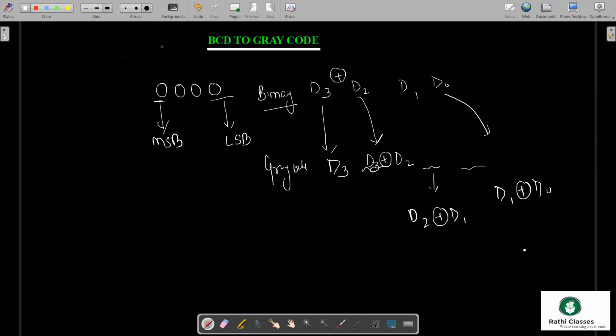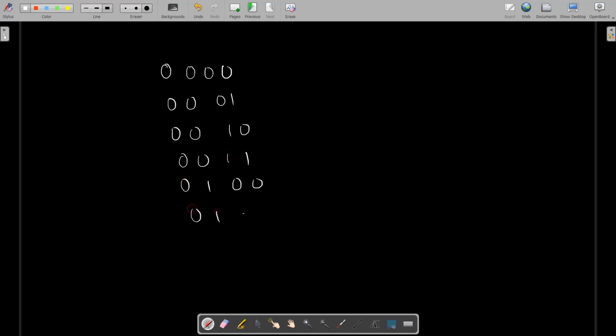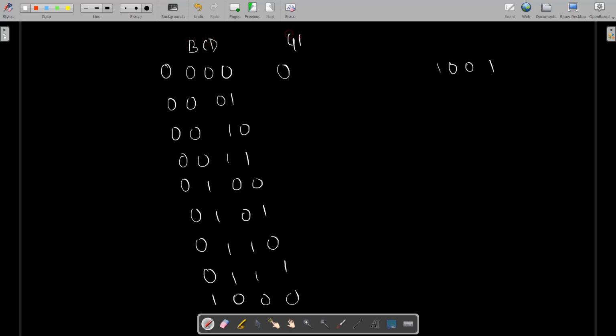Let us take the entire table of BCD and see what the gray code will be for each BCD number. So our numbers are: 0000, 0001, 0010, 0011, 0100, 0101, 0110, 0111, 1000, and finally 1001. As I said, the MSB will be written as it is. Here this is my BCD and this is my gray code. To find the next bit, it is the XOR between these two.